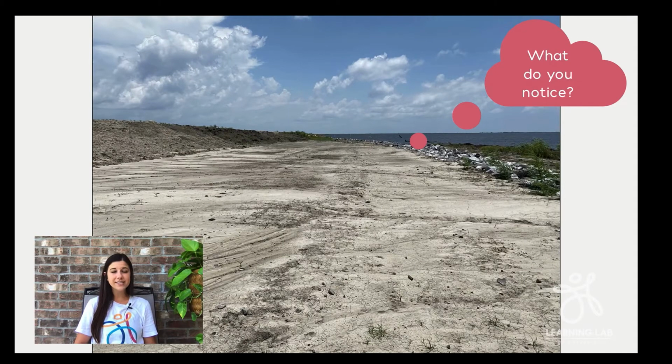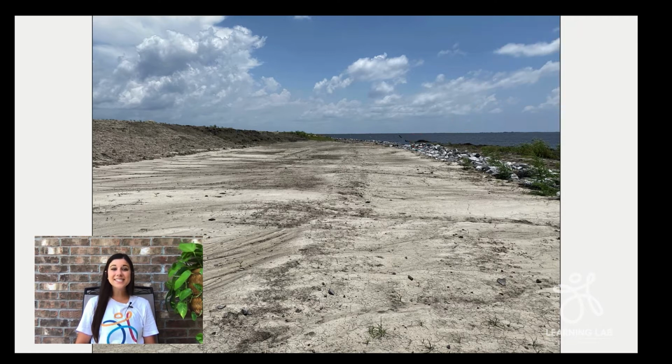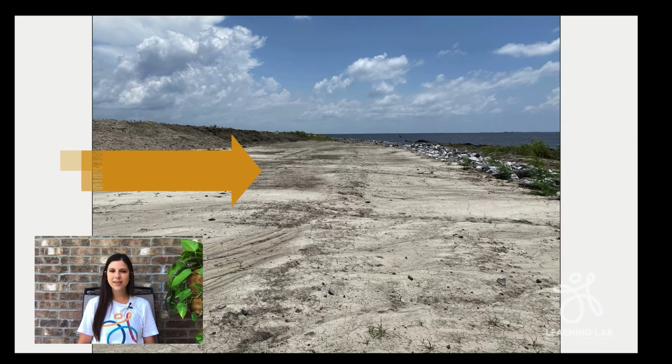What do you notice about this image of a levee? What does that make you wonder? This is a picture of a levee located along the southeastern coast of Louisiana. On the right side of the image, along the water, you will see some large rocks, as well as a bank or a piece of flat land.